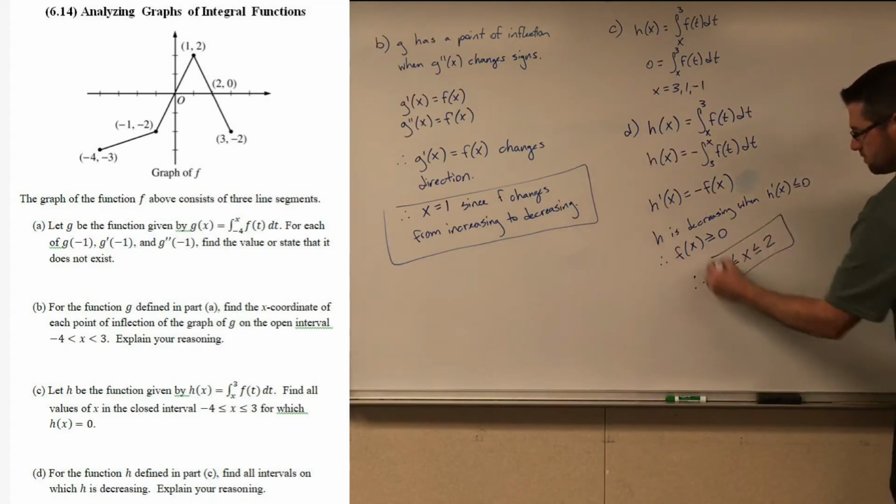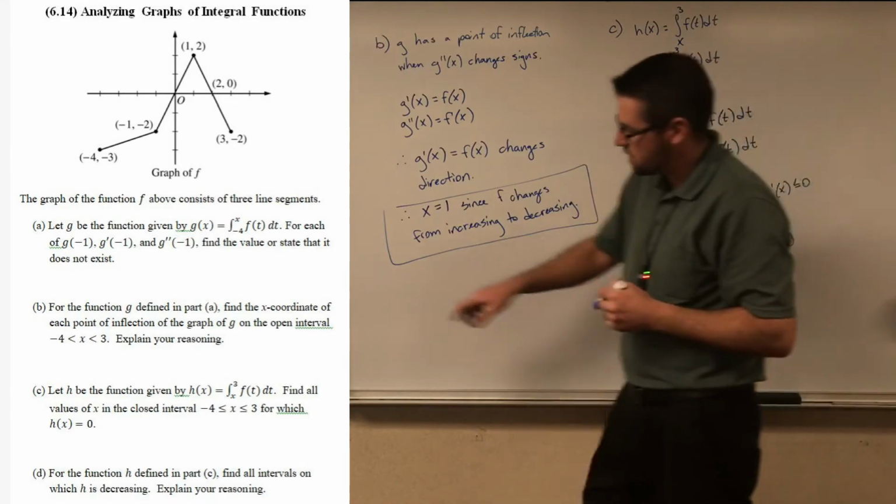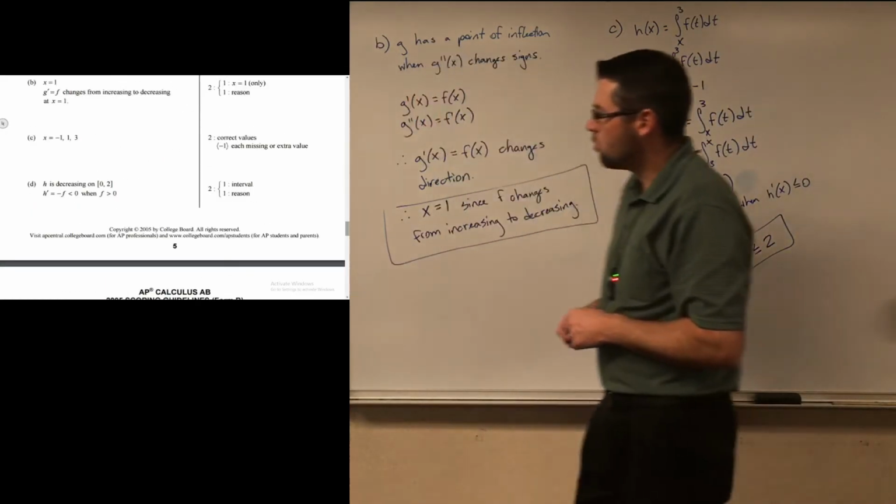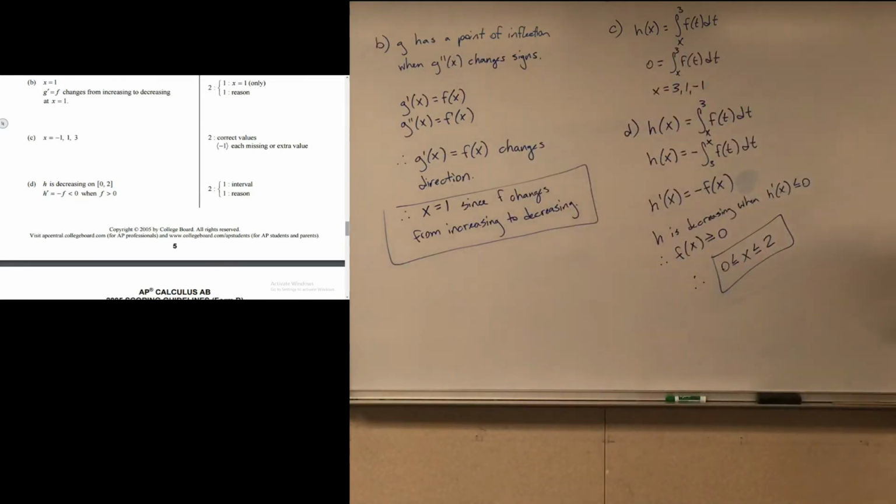All right? Okay. Take a look at that scoring guideline. Explain your reasoning. So 1 point for the interval, 0 to 2. 1 point for the reasoning. So, yeah, you would have to say h is decreasing when h prime is negative, which implies f is positive. Okay? Yeah. The 2. This 2?